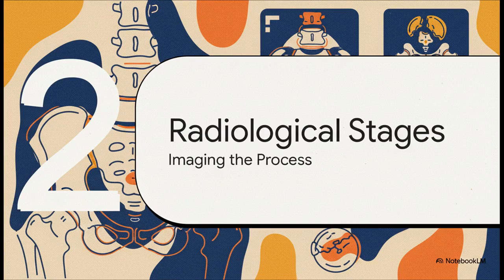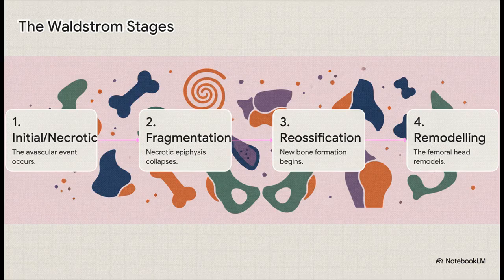So once you have a clinical suspicion of Perthes, what's next? We turn to imaging. X-rays are key, not just to confirm the diagnosis, but also to figure out where we are in the disease process. And this progression follows 4 really distinct radiological stages, which were first described by Waldstrom way back in 1922. This step-by-step progression is absolutely fundamental.